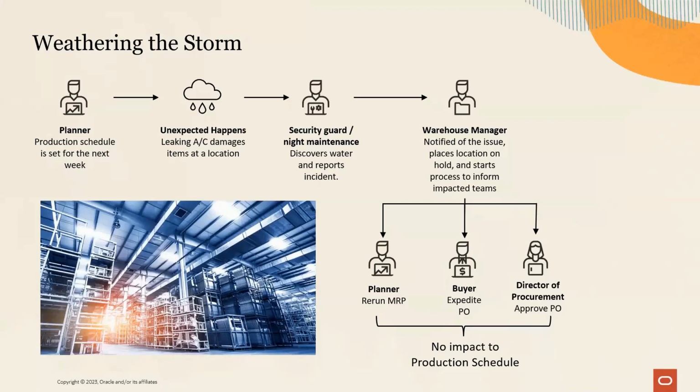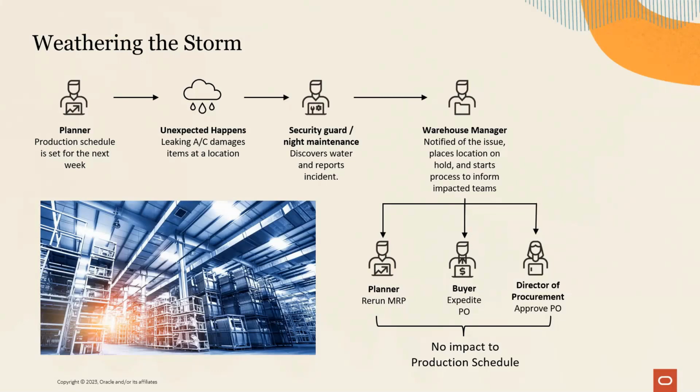So in this hypothetical demo we call Weathering the Storm, things are good. We have a warehouse and the planner's done a great job planning, and there's safety stock, and the manufacturing plan is all looking good. And then the unexpected happens. We have an incident in the warehouse where we get some water leakage on an entire warehouse location, compromising all of that inventory. So it's got to come out of stock. It's got to come out of the plan.